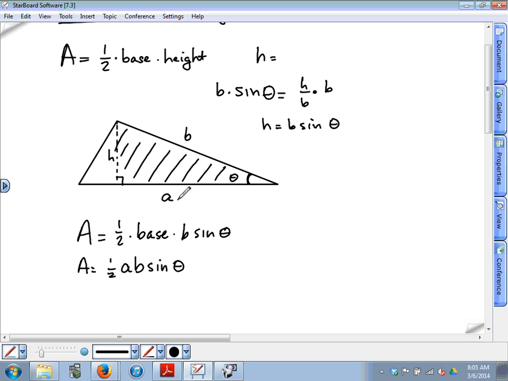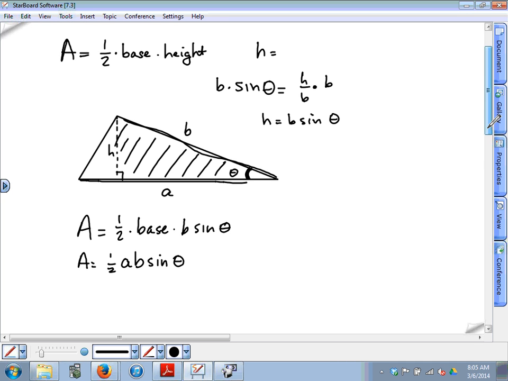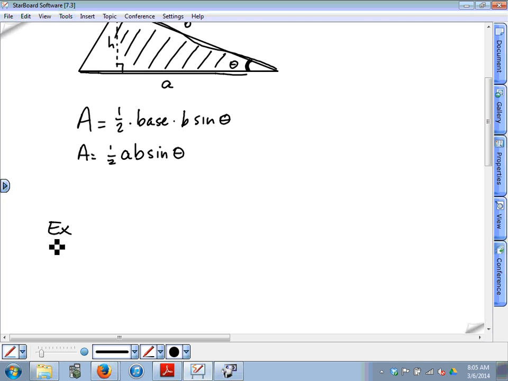Now, A and B have to be what are called the included sides, or the angle has to be the included angle between A and B. Do you see what I'm talking about? Look at where side A is, and look at where side B is, and look at where the angle is. The angle is between side A and B. You follow? That has to be true. If you're given an angle in a triangle, if you know the two sides that include that angle, then you can use this formula, 1/2 AB sine of theta.